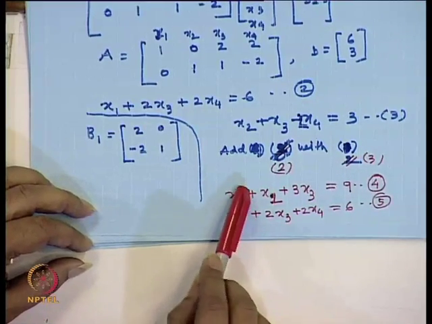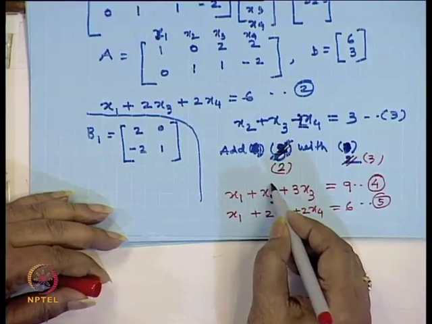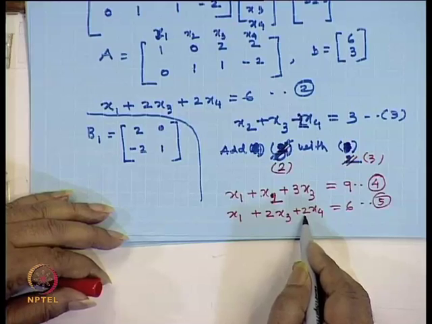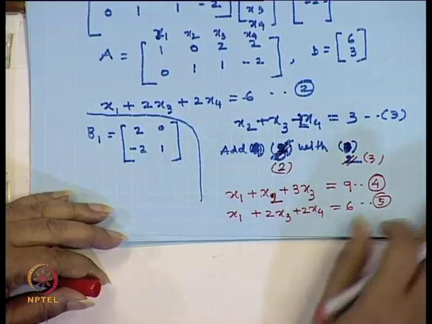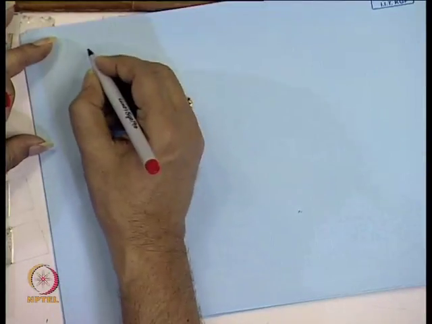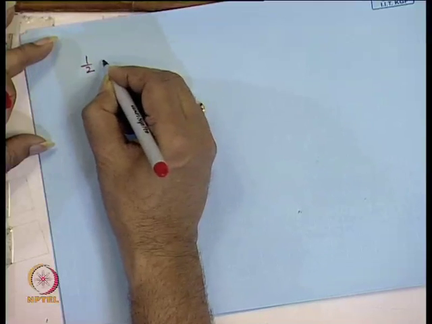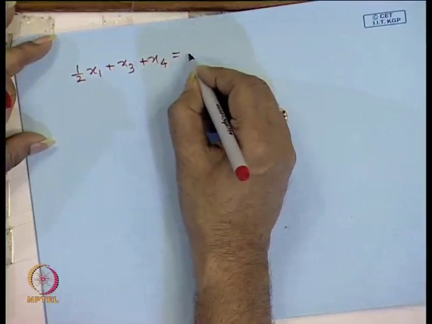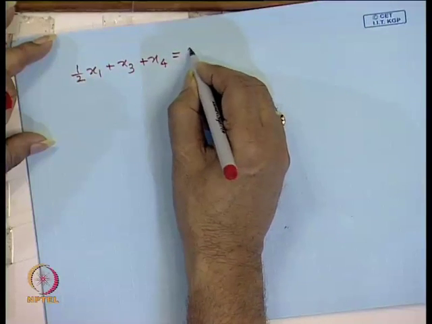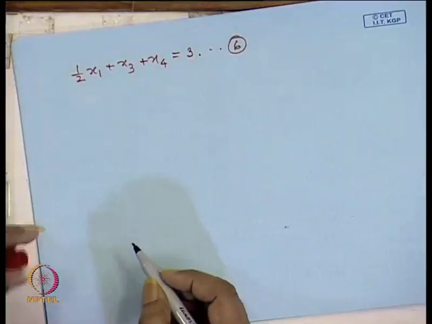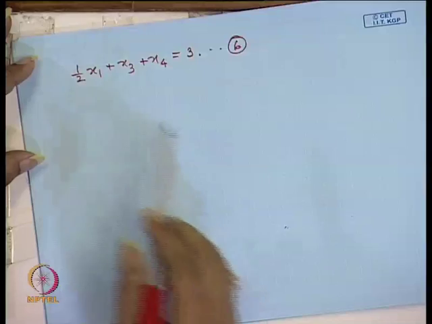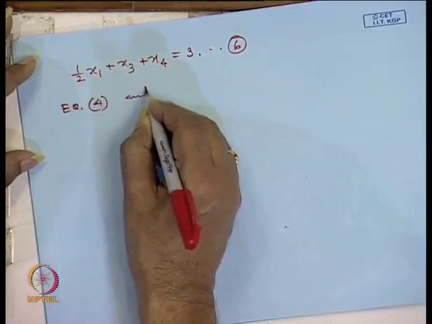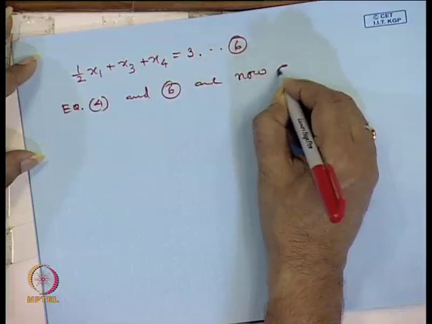Still, you see it is not converted into canonical form, because the x 1 coefficient, x 2 coefficient is 1, but x 4 is not in this equation, though its coefficient is 2. So, I have to divide both sides by 2. If I divide both sides by 2, then the equation will become half x 1 plus x 3 plus x 4 is equal to 3. Let us call this equation number 3. Now, equations 4 and 6 are now in canonical form.